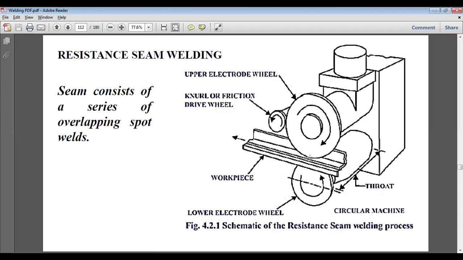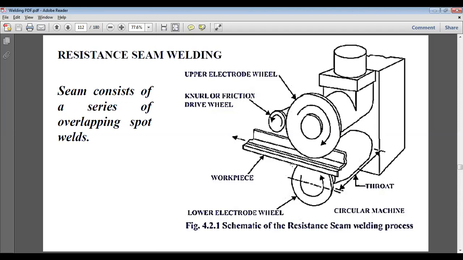When we have to join two sheets with an edge to edge contact and we have to seal both edges, then we use this type of resistance seam welding, for pressure vessels and containers where we don't want any leakages. Spot welding will not work there. This way we have a complete seam between the two mating surfaces, between the two metals.